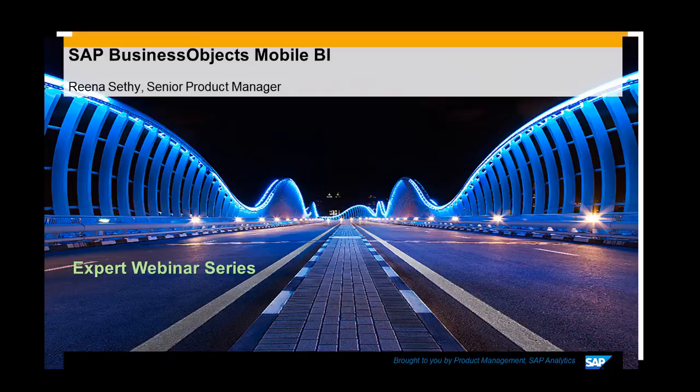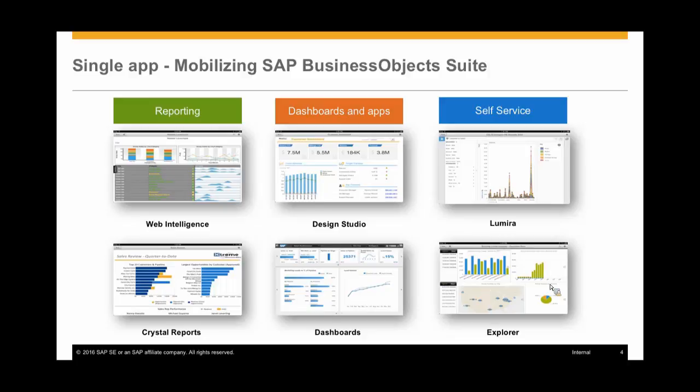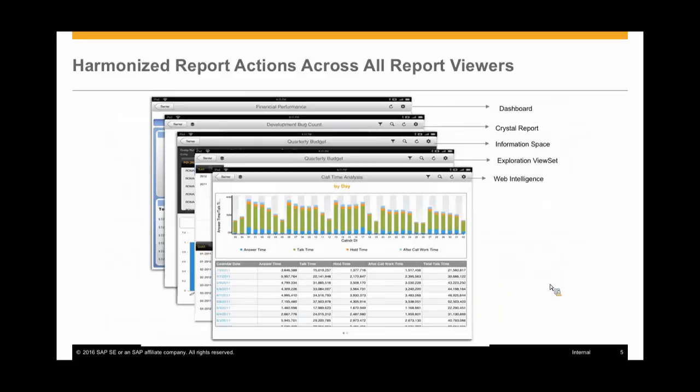SAP BusinessObjects Mobile is a single application, mobilizing the complete BI suite. Whether you're using reporting tools like Web Intelligence or Crystal Reports, or dashboards and applications like Design Studio and Excel dashboards, or self-service tools like Lumira or Explorer, Mobi is the single mobile application mobilizing the complete BI suite. So using Mobi, you can access any of these contents on your mobile device.